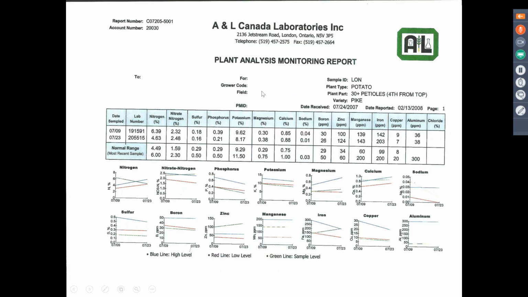This is a tissue sample on early potatoes from a consultant that I worked with, a new field. She called me up and said, we got a problem.